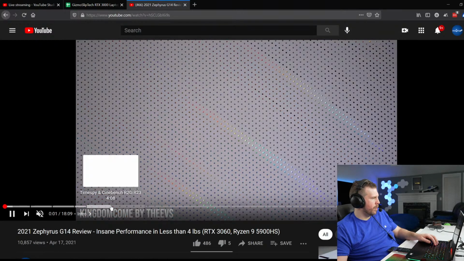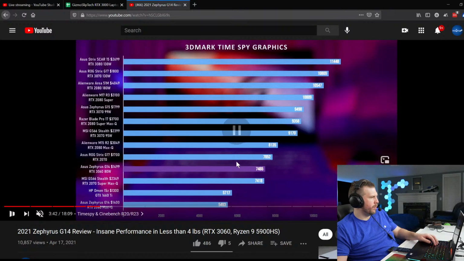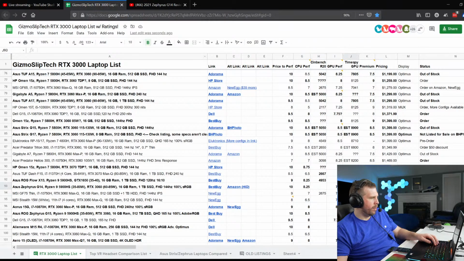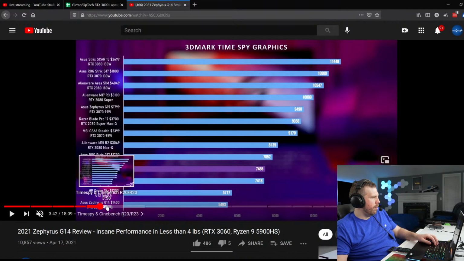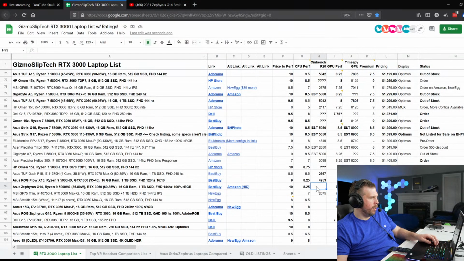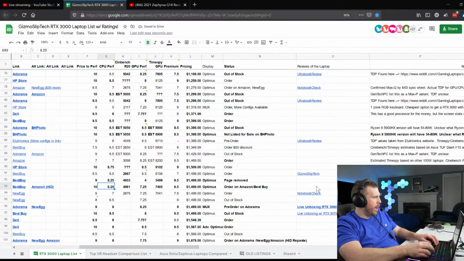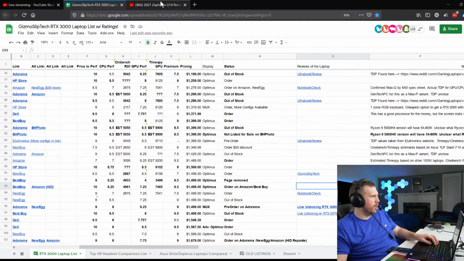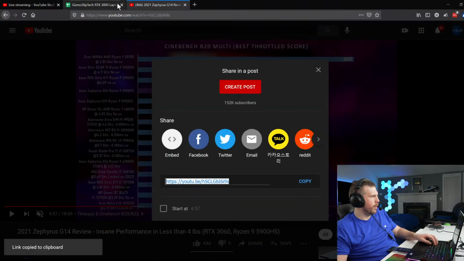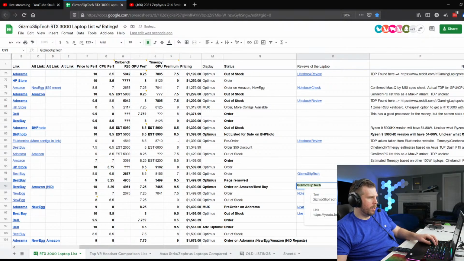All right. So for our Timespy score, we got 7465. And for our Cinebench score, we got 4961. All right, very nice. And now, oh, we haven't linked to the review yet either on here. So sweet. We're getting a lot of good info put into this sheet in this whole process.